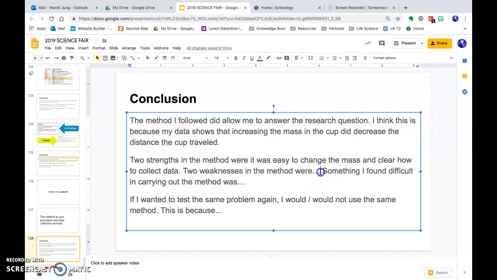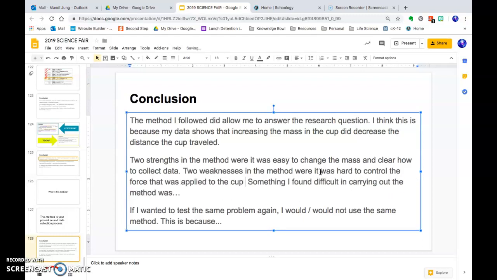That was pretty good. Some weaknesses in that method were it was hard to control the force that was applied to the cup because that ramp was not so great and we couldn't always ensure that the marble would hit the cup directly. And another thing that was difficult is it was hard to repeat the experiment exactly every time, and again, for those same reasons. The ramp would flop open, and the marble would kind of go all over the place.